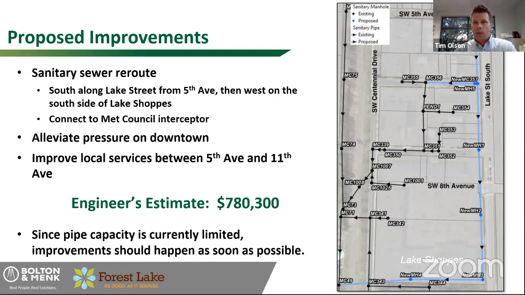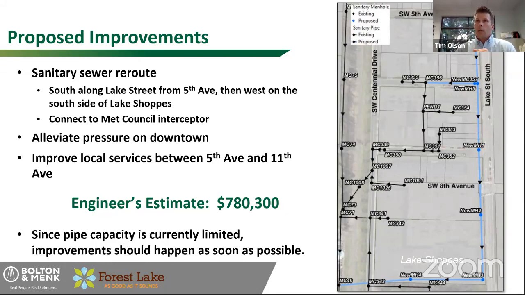Our engineer's estimate, which includes street reconstruction, new manholes, and new pipe, is right around $780,000. And again, since the current capacity is relatively limited in this area, these improvements really should happen sooner rather than later, because as redevelopment occurs and those flows potentially increase, then those capacity issues are further perpetuated.